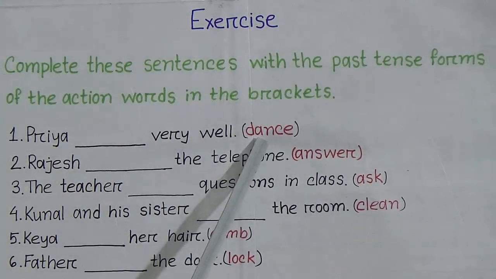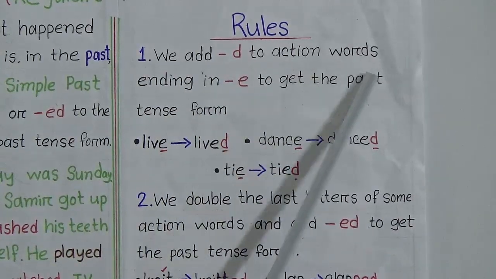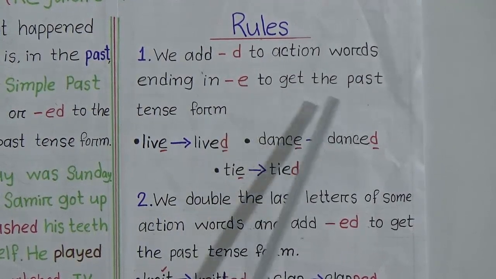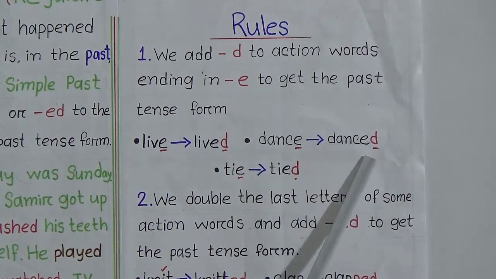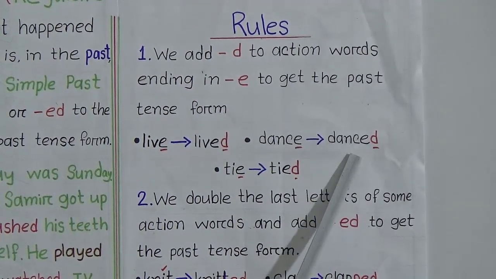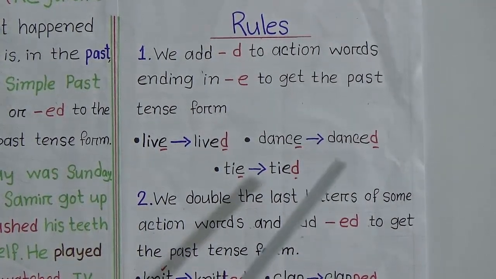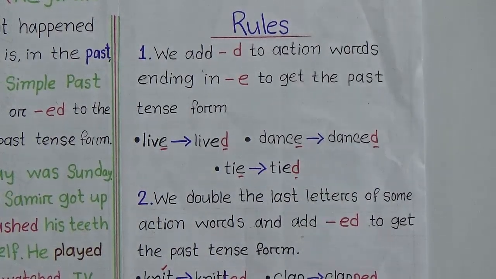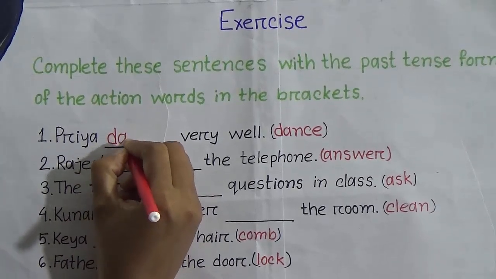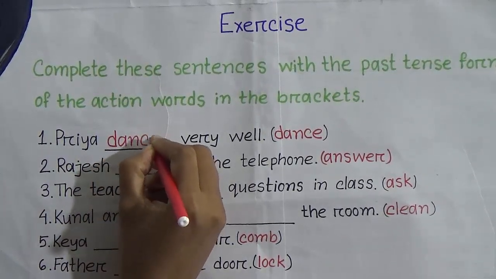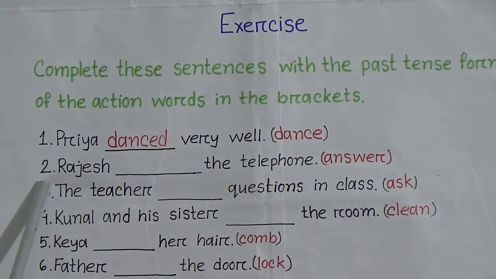Students, come to our first rule. Our first rule was we add D to action words ending in E to get the past tense form. Look at the example. Dance will be danced. As we find E at the end of the word, we have to use D to make it past tense. So according to our rules, we have to write here danced. D-A-N-C-E-D. Danced.